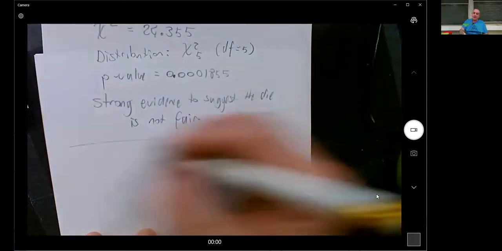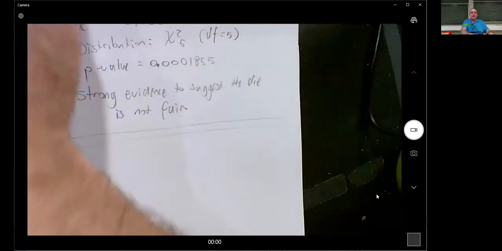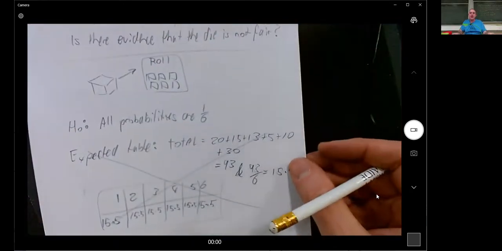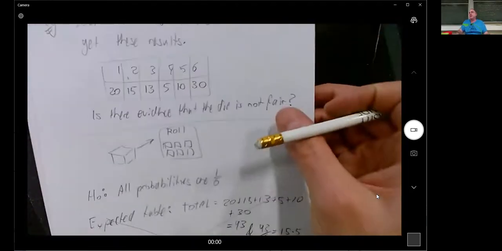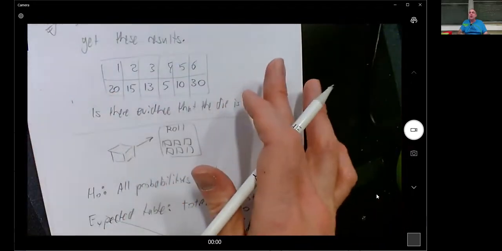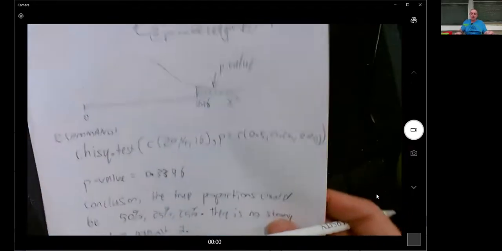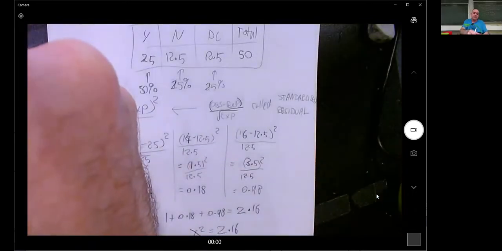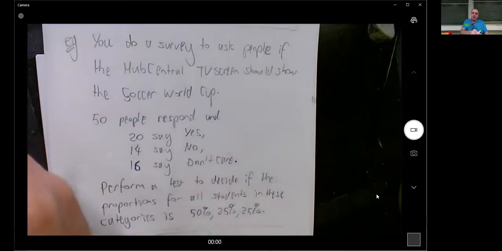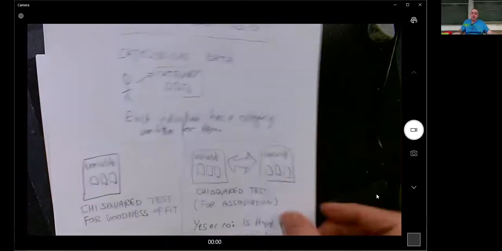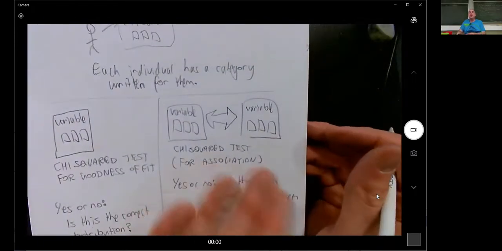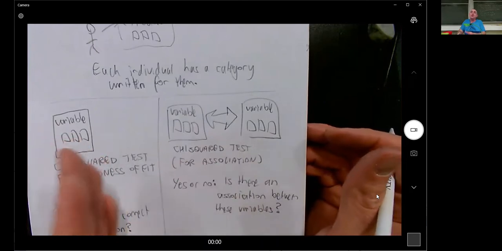All right, now for the other chi-squared test. This chi-squared test just asks about, are the probabilities set up in a way that I like? You know, are they all equal? Are they whatever this random thing that I thought they should be? But the chi-squared test for association is not about how the probabilities are arranged per se. It's about whether one variable makes a difference to the probabilities of the other variable.